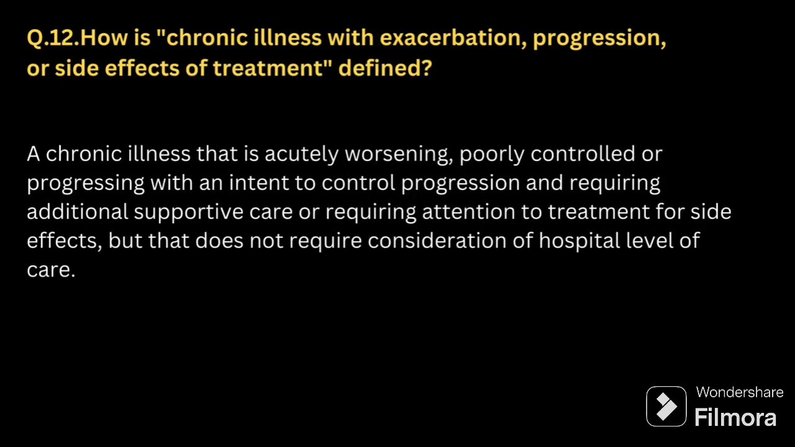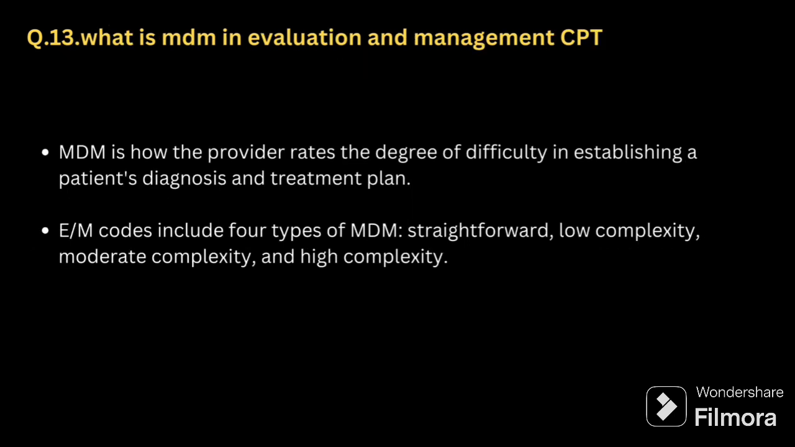And how is a chronic illness with exacerbation, progression or side effects of treatment defined? A chronic illness that is acutely worsening, poorly controlled or progressing, with an intent to control progression and requiring additional supportive care or requiring attention to treatment for side effects, but that does not require consideration of a hospital stay.